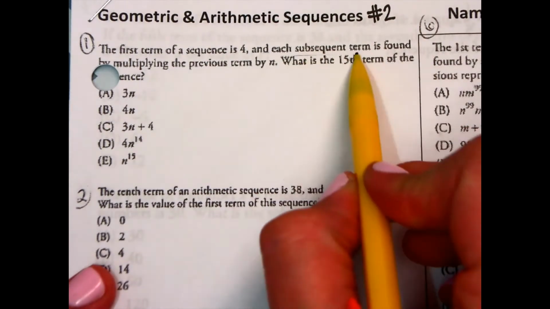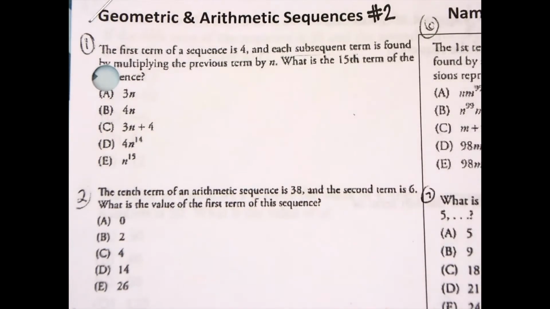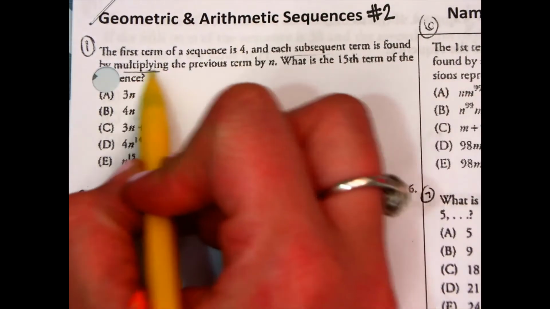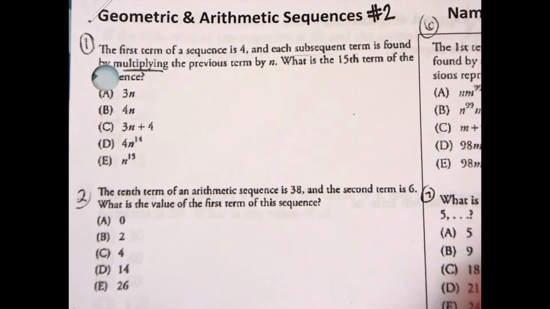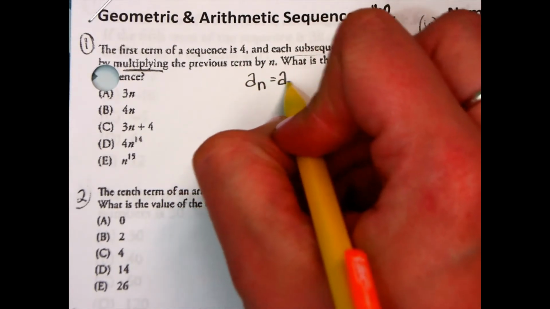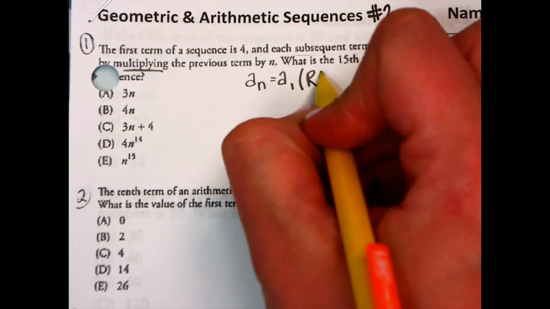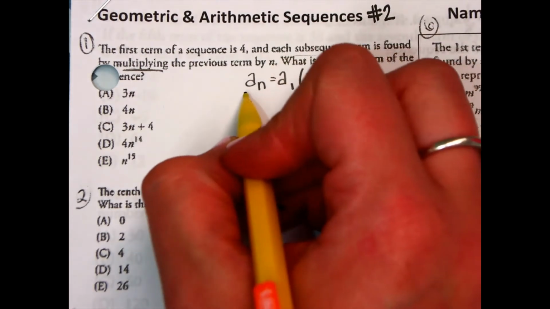Subsequent means previous. So you take your number and multiply by n, and that's how you figure out your problem. In this problem, it says that you are multiplying, so that lets you know that you should be using the geometric formula. The geometric formula is a sub n equals a sub 1 times r to the n minus 1. So in this problem, a sub n is the term we're trying to find.